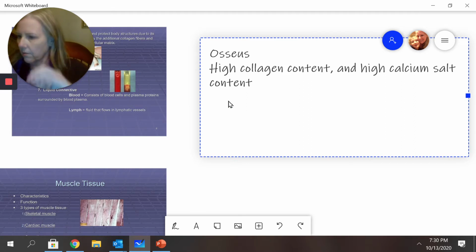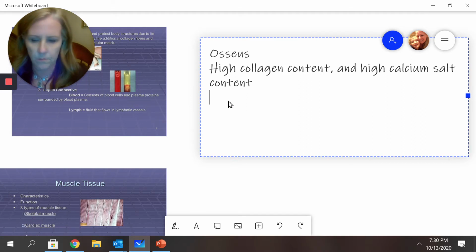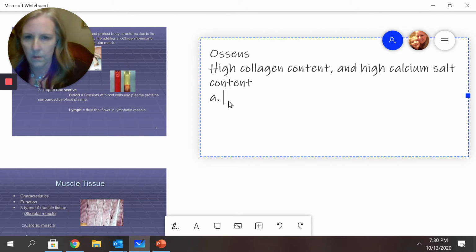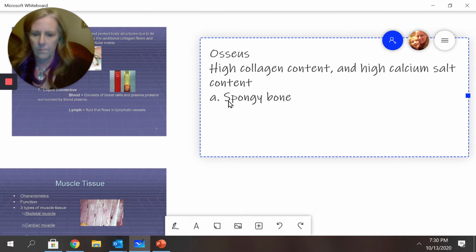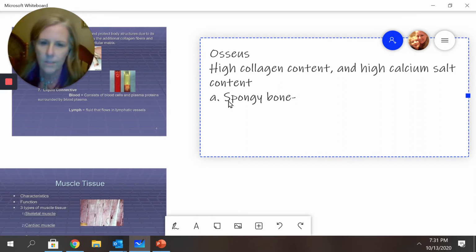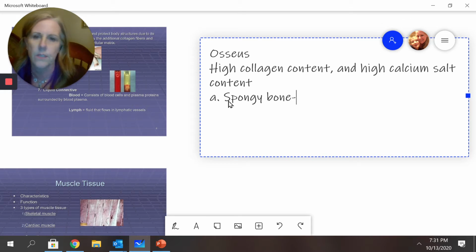All right, so on bone, there are 2 major types of bone. So we're going to do A and B. We have spongy bone and compact bone. Those are kind of slang terms for the osseous tissue. When we get to the skeletal system, we'll get into a little more detail, and in lab, you'll get into more detail about the particular bones. So spongy bone, let me tell you a little bit about that.